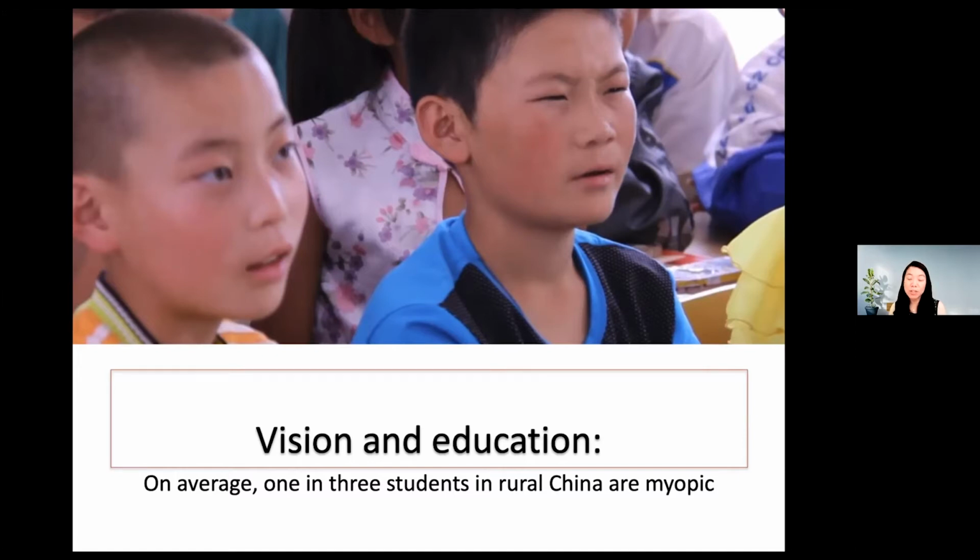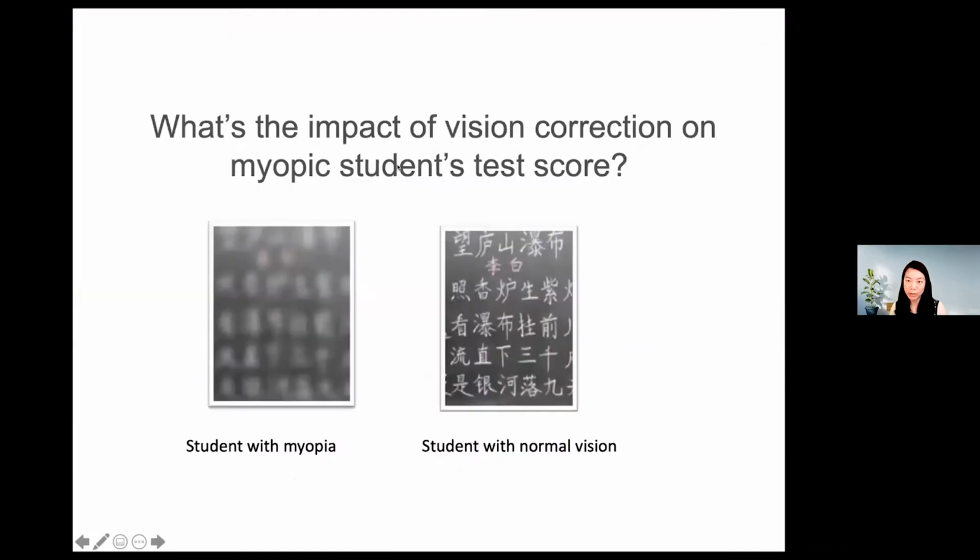So from previous study, we know that in rural China, 1 in 3 rural students are myopic, meaning they have poor vision. They're nearsighted. They can't see clearly. So when they sit in a classroom, 1/3 of the students in the classroom will be like this little boy here, who has to squeeze his eyes in order to see. And most of the time, even this cannot help. So he can't see the blackboard, which of course will affect his learning.